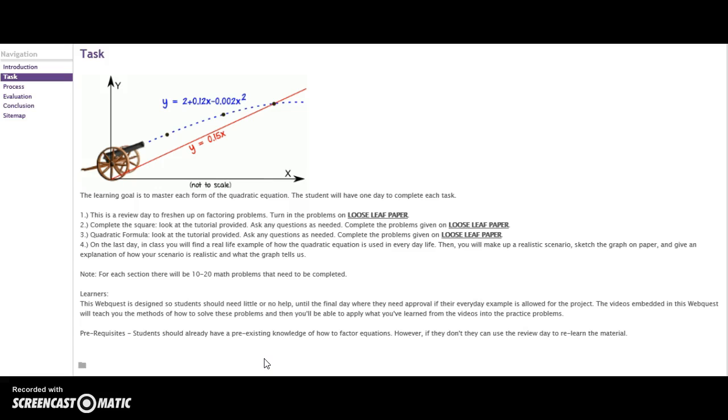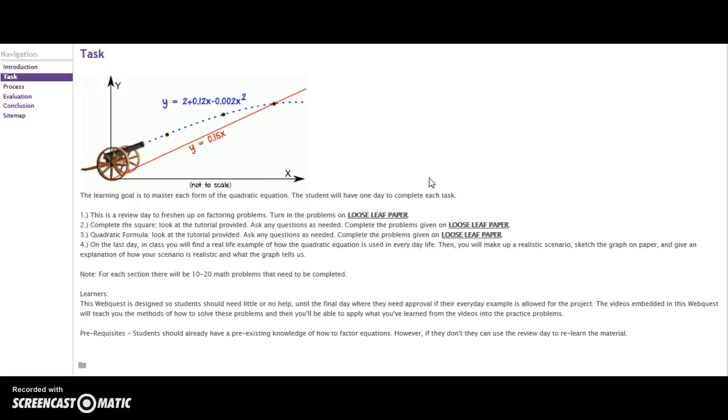So the task portion of this web quest is basically a breakdown of everything that's going to be happening. If you see in each part, I've divided it into 4 steps, and in this specific example, each step is 1 day. So looking at it ahead of time, day 1 is going to be a review day on factoring problems, and they're going to have problems assigned online that they're going to do and turn in on loose leaf paper.